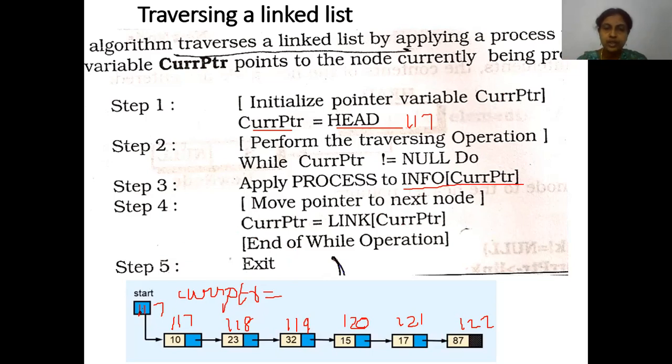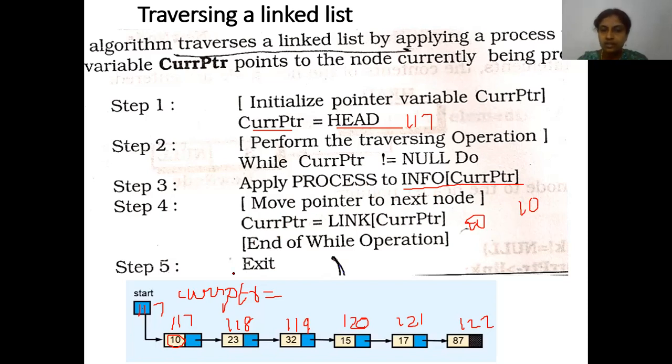First time, what happens? It will check what the current pointer is: 117. The info part of 117 is 10, correct? It will check whether this position is empty. It is not empty, 10 is there. So the system can print 10. Then it will move to the next position. Next we say move the pointer to the next node. How do we give it? Link of current pointer equals current pointer.